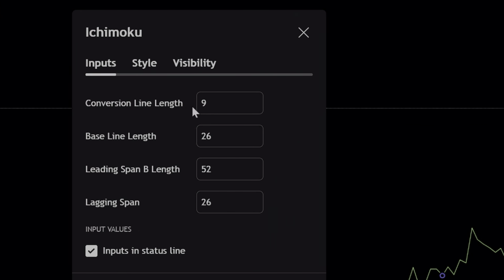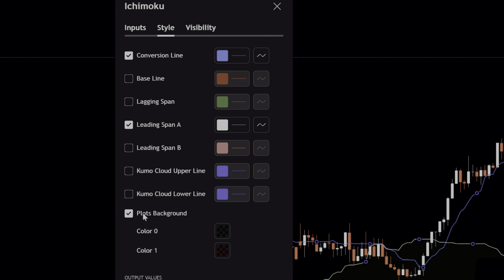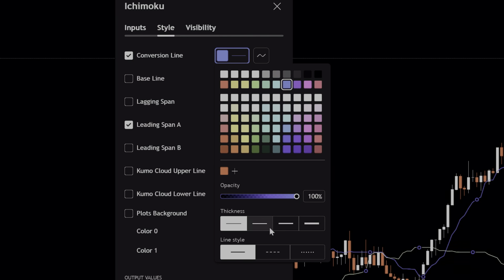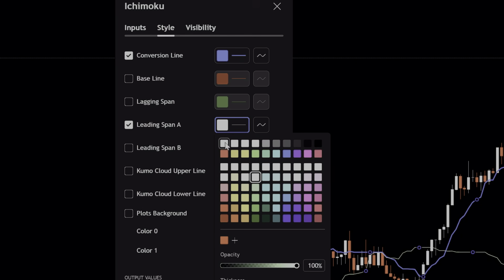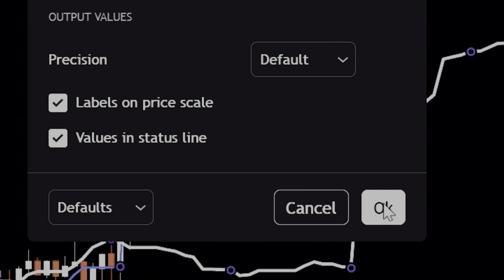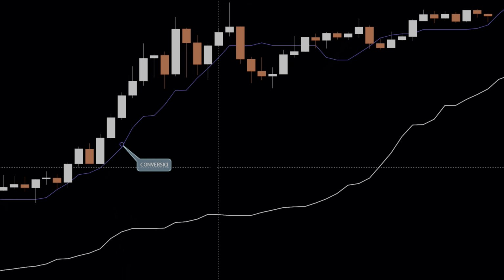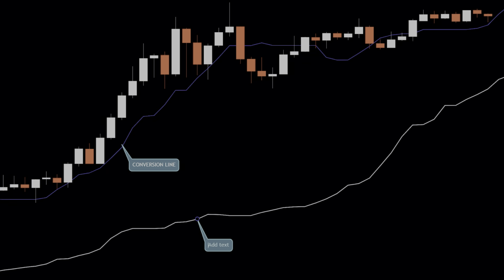In the Input tab, leave everything on default. Don't touch those numbers. Now switch to the Style tab and uncheck everything except the conversion line and the leading span A. Those are the only two lines you need. Now your chart should be much cleaner. You'll see two lines. Blue is the conversion line. White is the leading span A.